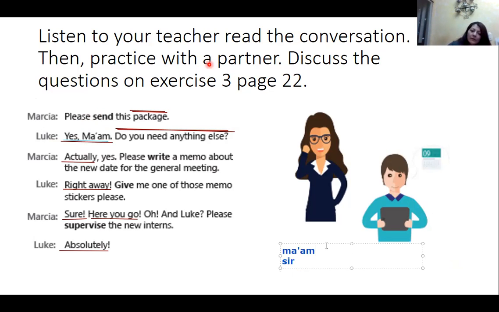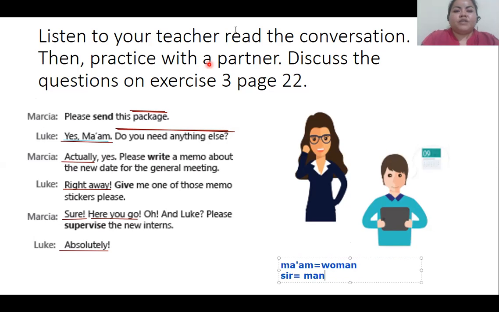Okay. Yes, sir. Repeat with me. Sir. Yes, sir. In the military, people say, yes, sir. Así, si se van para Estados Unidos y quieren ser militares, así van a decir, sir, yes, sir. So, do we understand the use of ma'am and sir? Absolutely. Excellent, Carmen.